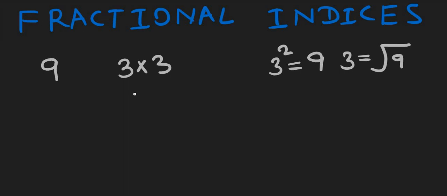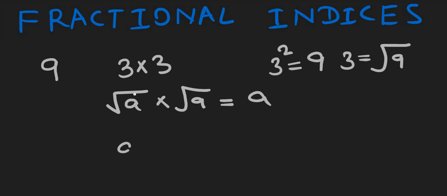Now, by this definition, we can say square root a, which is 3, multiplied by square root a, which is 3, is a. That is 9. Now, we know a is a to the power 1, and we can say a to the power half multiplied by a to the power half is a. Therefore, we can generalize our concept and say a is a positive number and n is a positive integer. Then we can say a to the power 1 over n is equal to the nth root of a.